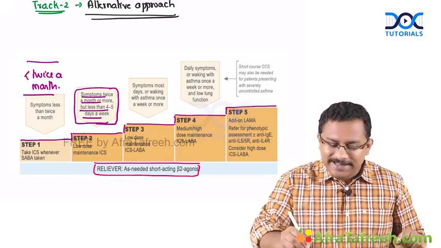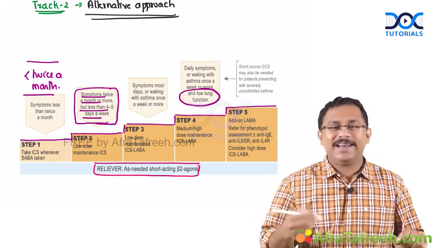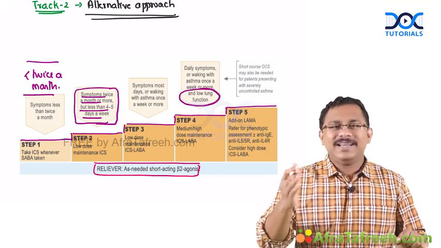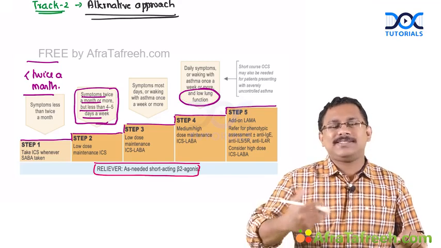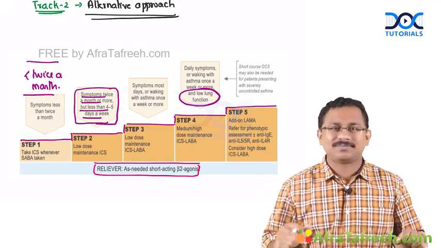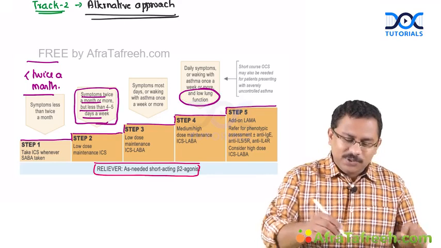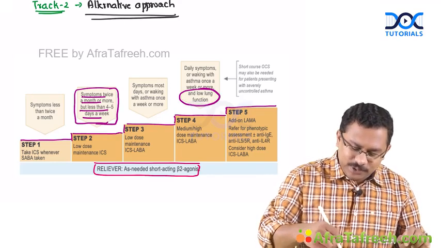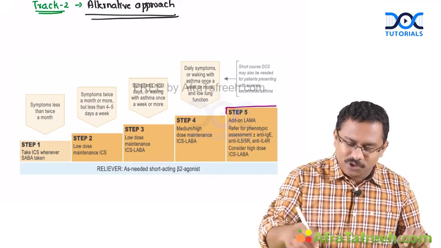So, but additionally, low lung functions will be there in step 4, and whatever is not managed in step 4 is categorized as step 5. Very clear. All right. So, the categorization, I suppose, is actually clear, and now we'll go to the management.